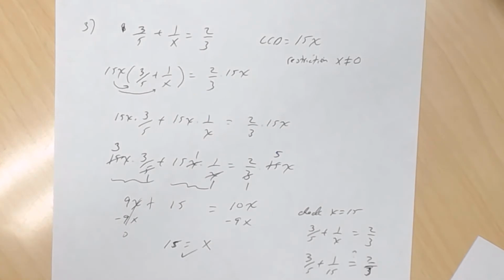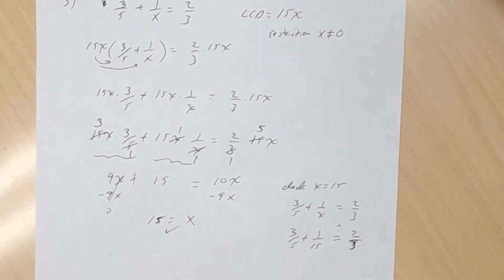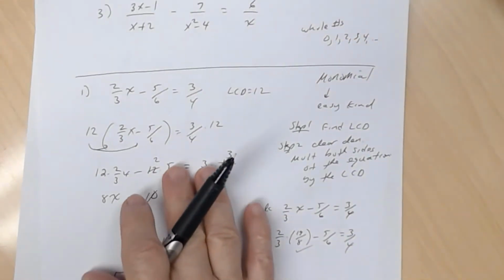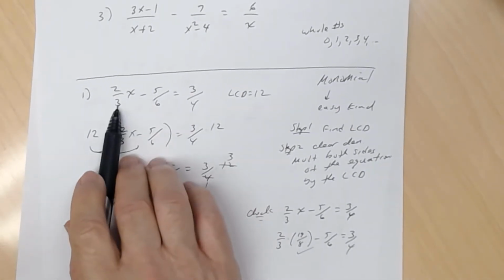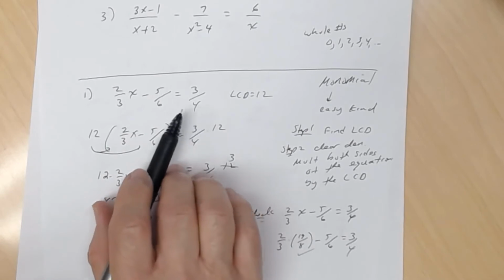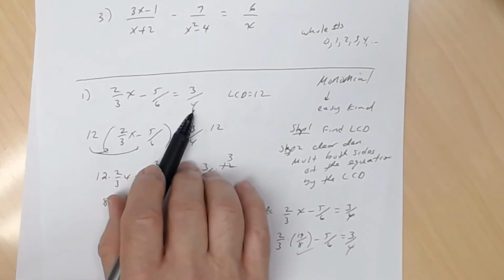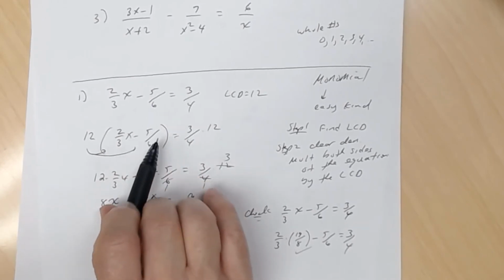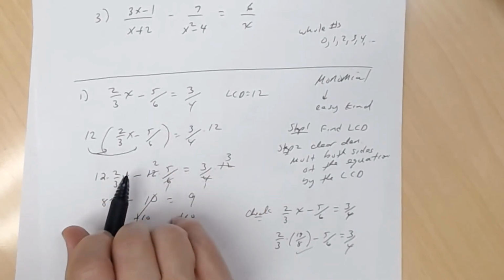So you may ask, well, why in number 1 and number 2 didn't you do that? We didn't talk about restrictions in numbers 1 and 2 because, when we did them, were any of these denominators variable expressions? Did any of these denominators contain variables? No. This is always going to be a 3. This denominator will always be a 6. This denominator will always be a 4.